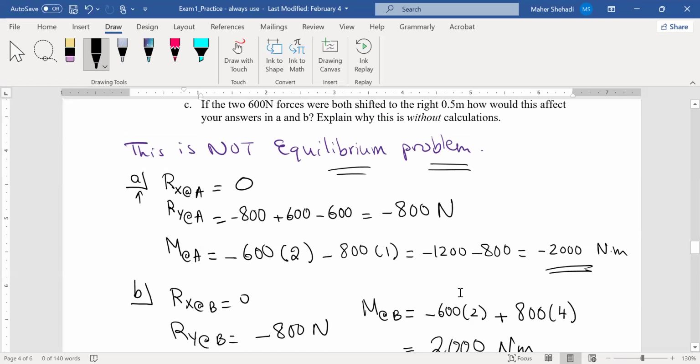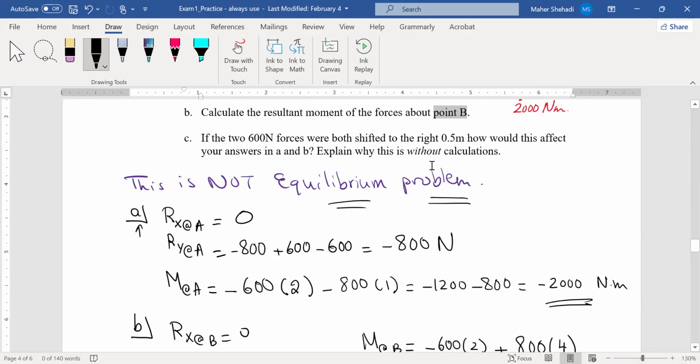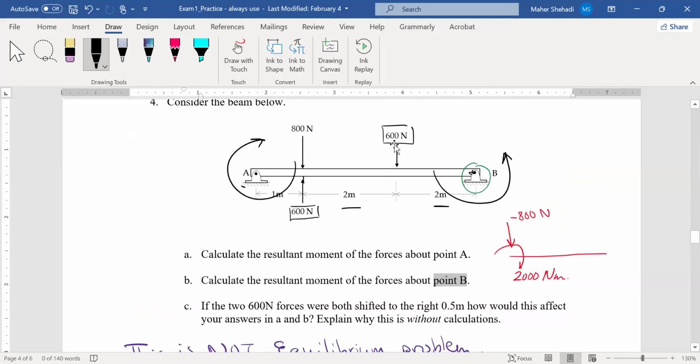The last part, if the two 600 Newton forces were both shifted to the right by a distance of 0.5 meters. So if I take both of them, not just one, just shift both to the right by 0.5 meter, how would this affect your answers in A and B? Explain why, without calculations.